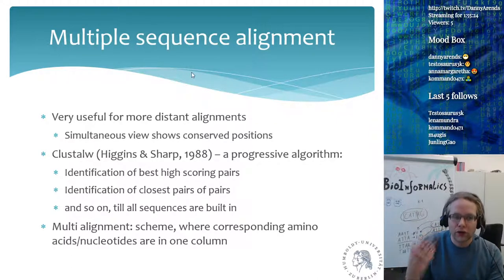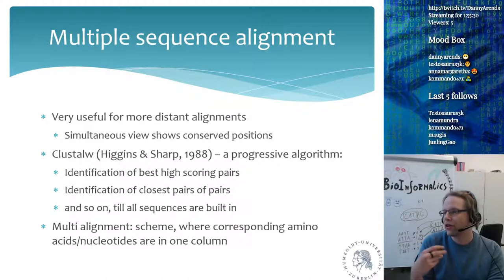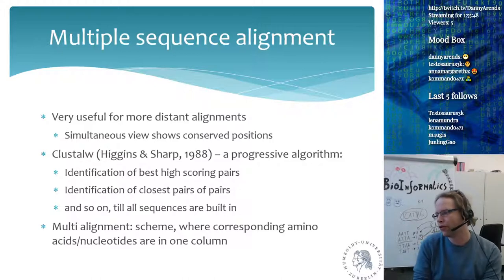Of course, we can do multiple sequence alignment nowadays. It is very useful for more distant alignments because it simultaneously shows you which positions of the different proteins are conserved. In 1988, a progressive algorithm was designed, called Clustal-W. Clustal-W still exists and is still very much used today. Nowadays, it's rebranded and called Clustal-Omega, but I always talk about Clustal-W because it's essentially the same algorithm.